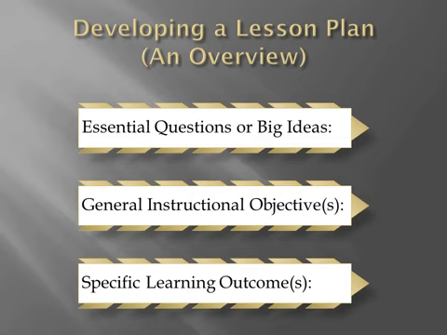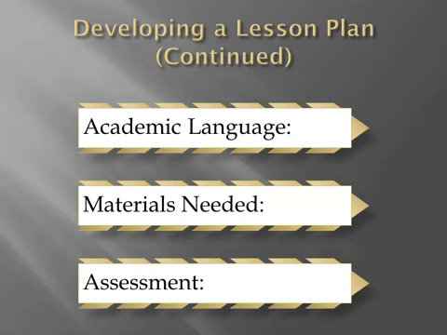The first thing you'll establish are your essential questions, or your big ideas. Next, you'll include a general instructional objective, and then you'll include your specific learning outcome or outcomes. Next, you'll identify the academic language that you'll focus on. Then you'll include a listing of the materials necessary for the lesson. And then you'll talk exactly about how your specific learning outcomes will be assessed.